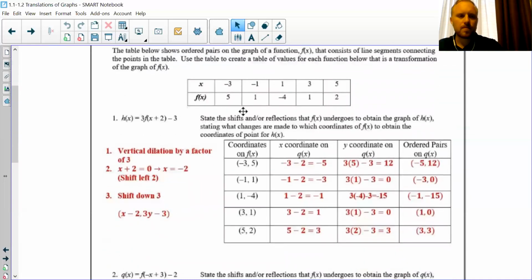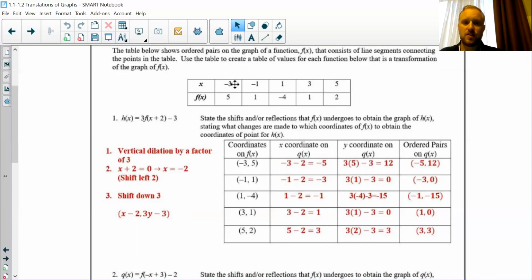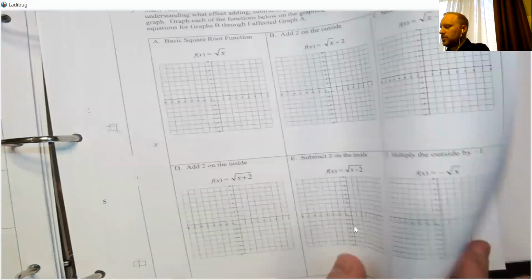This next concept is with a parent function. I'm going to do this by hand to show you how to do this from a table. Just give me 1 second here as I share my screen, and we'll go to how to do that.